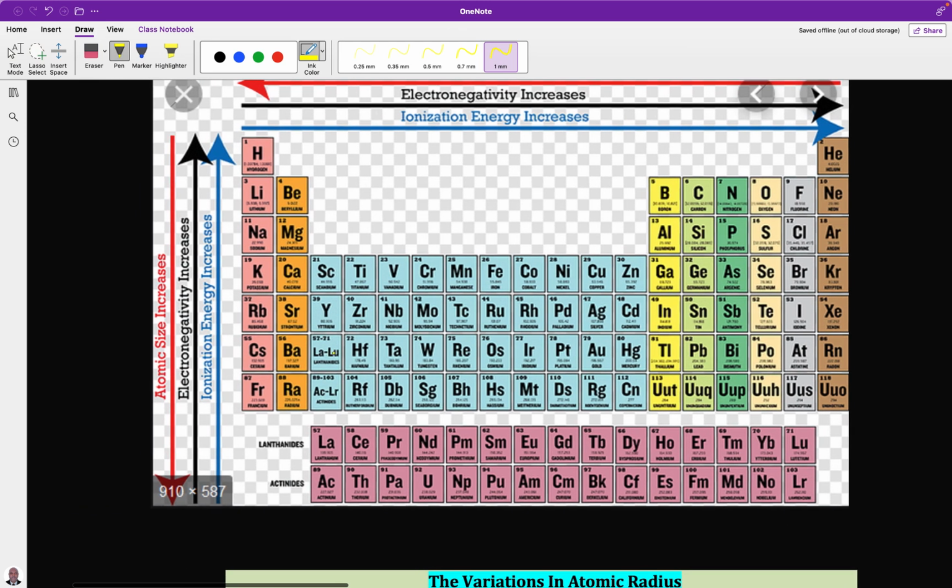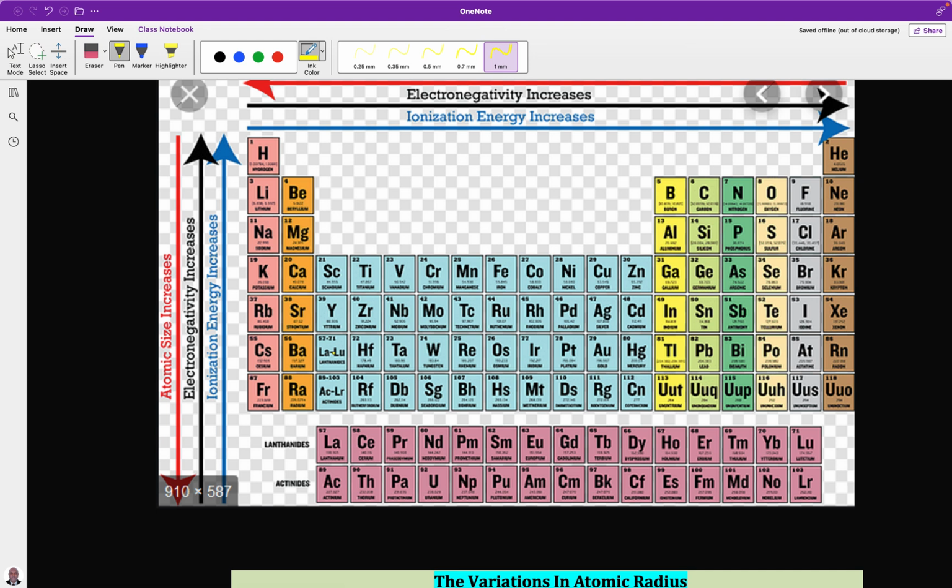Atomic size, on the other hand, as you move from top to bottom of the periodic table, is increasing because of the increase in the number of shells due to increasing number of electrons. Then electronegativity is increasing as you move from bottom to top. Ionization energy is also increasing as you move from bottom to top because of what? The valence electrons are becoming closer to the nucleus.